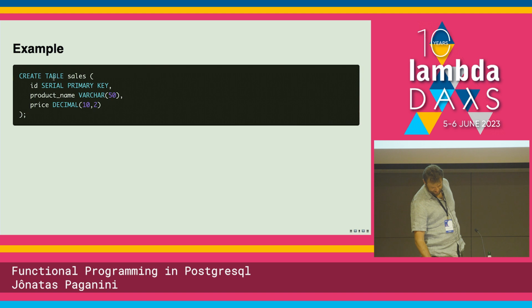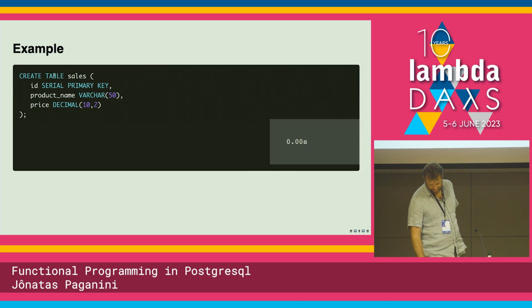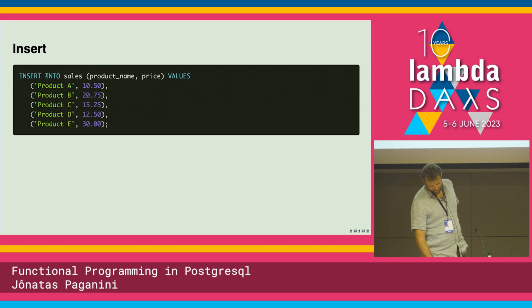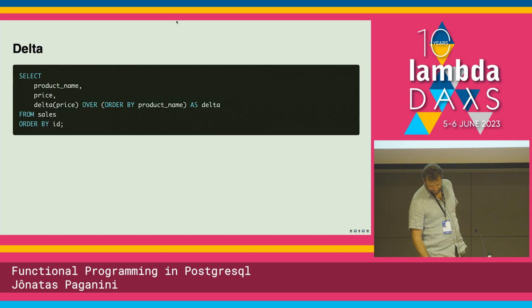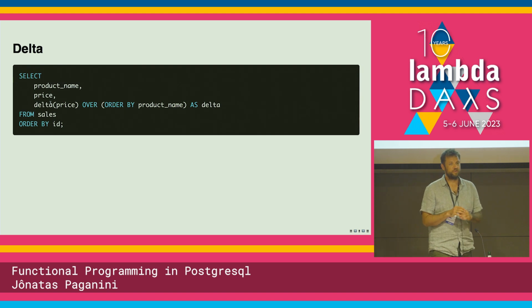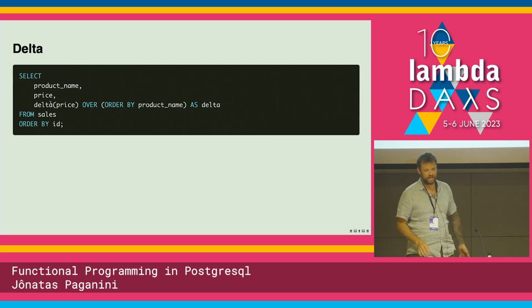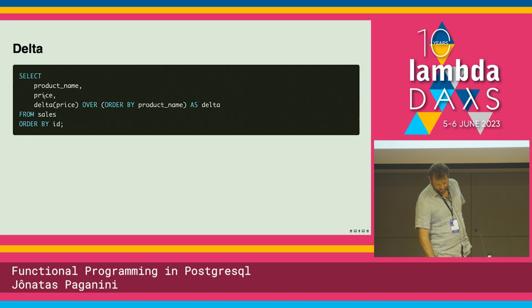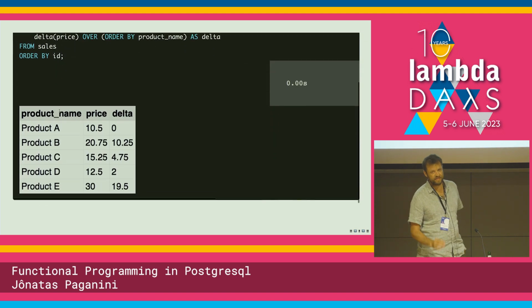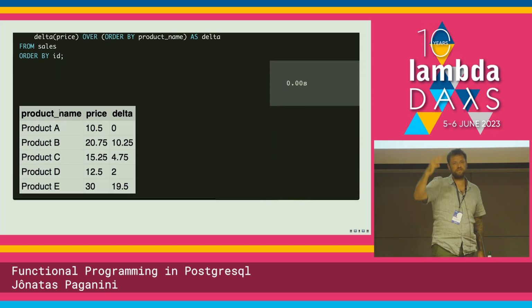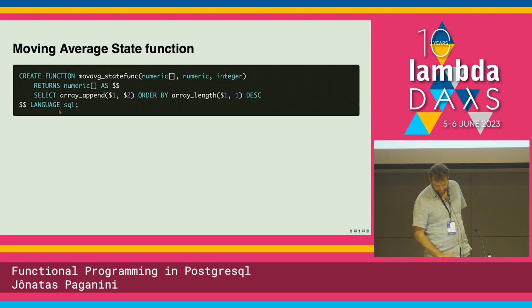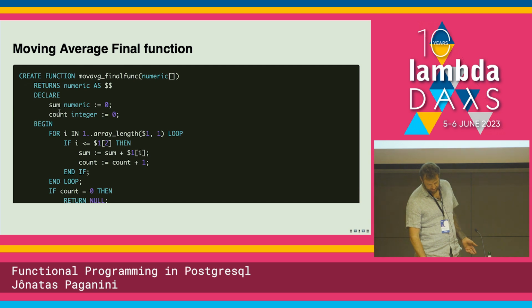So here is an example of like just a sales table, and then like you include some elements in the table, and then you can apply the delta. So, and the delta function here is already working with the window function and everything. So you have these delta values that is the difference between the previous values, right? Moving average is another example, very similar, just to have another example here.